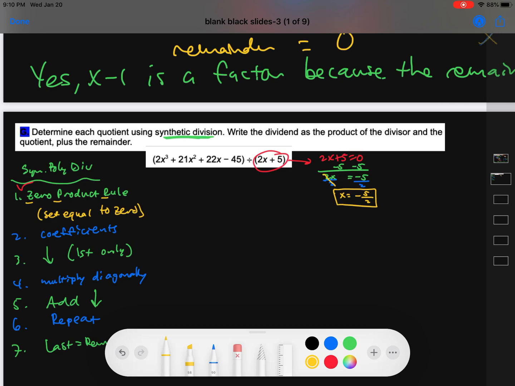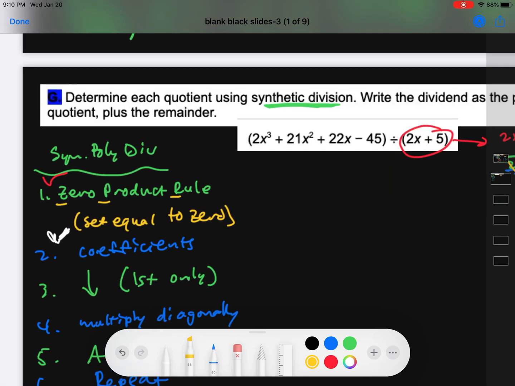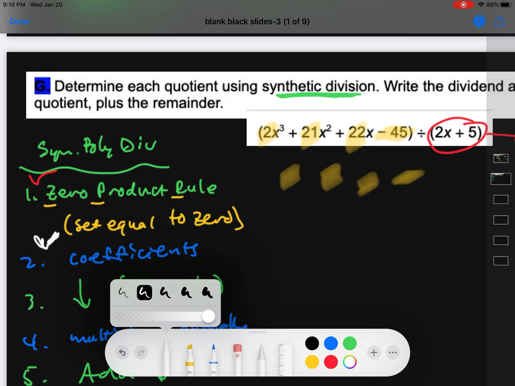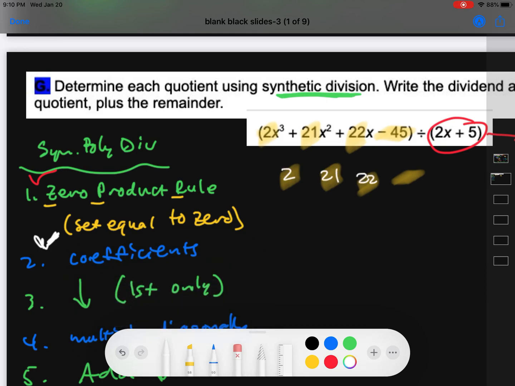Second thing I'm going to do is the coefficients. So let's use our highlighter here, and I'm going to go ahead and highlight the coefficients: 2, 21, 22, and negative 45. Let's go ahead and write those. So I have 2, 21, 22, and negative 45.